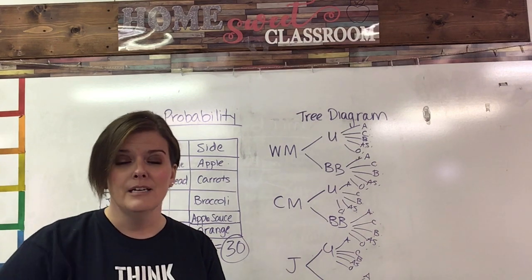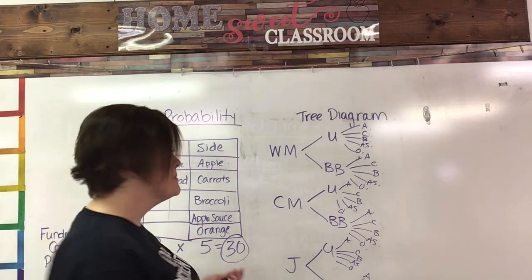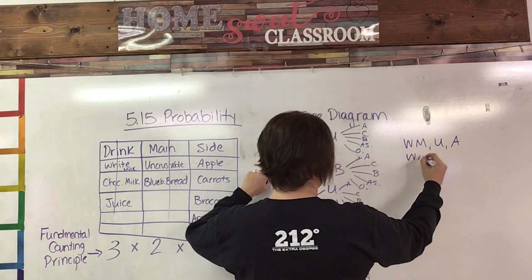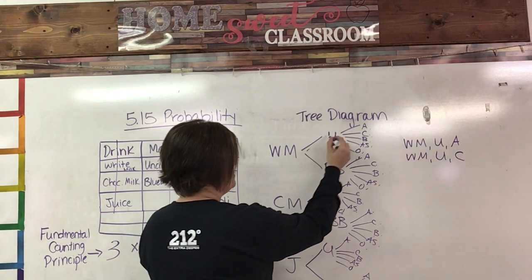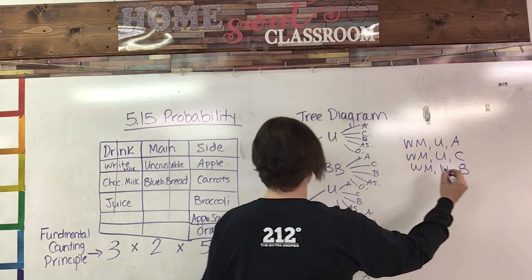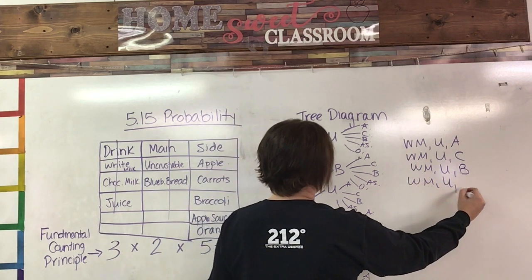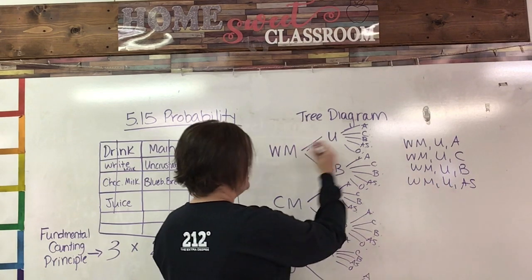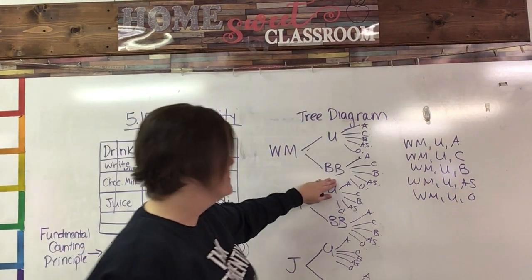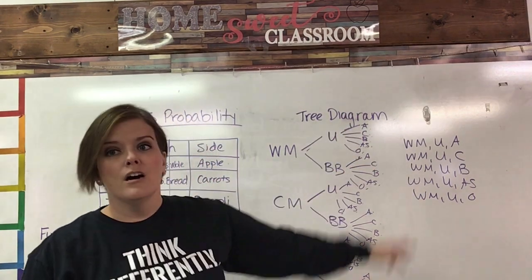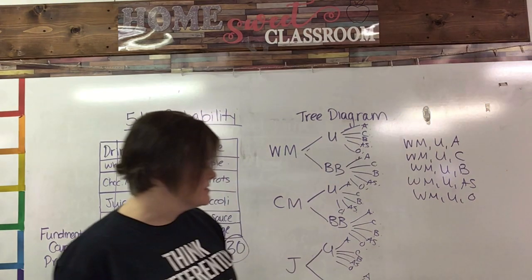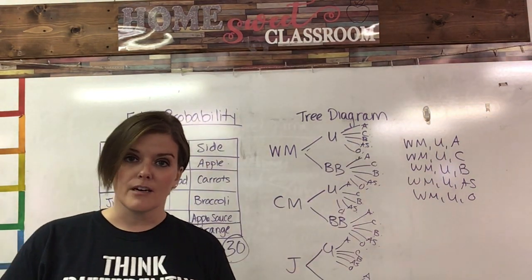I could then list them out. I'm only going to do a couple. We're not doing this whole thing, just so you know what it looks like. It would be white milk, Uncrustable, apple. White milk, Uncrustable, carrot. White milk, Uncrustable, broccoli. White milk, Uncrustable, applesauce. White milk, Uncrustable, orange. You get it? And then we keep going. White milk, blueberry bread, apple; white milk, blueberry bread, carrot, on and on and on. 30 times, because that's what this told us. Then we listed it out and see that it's 30. And then if we wanted to know what each of the actual combinations are, we would make a list.